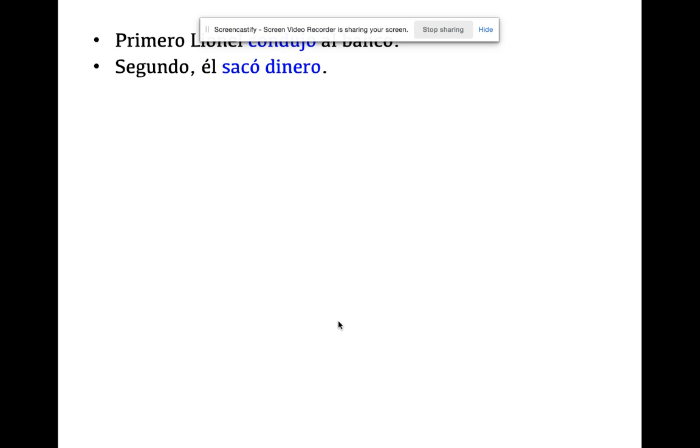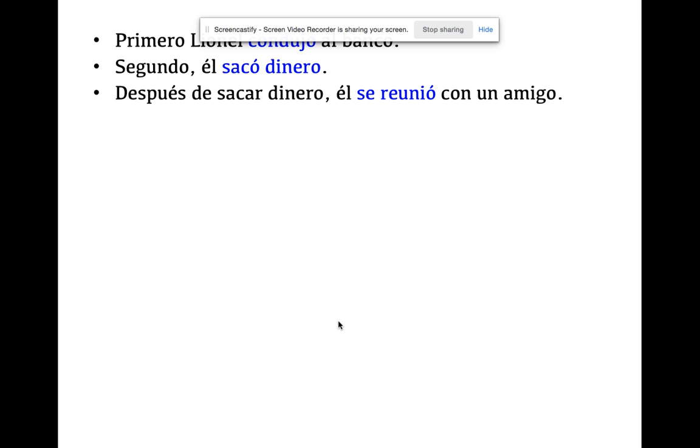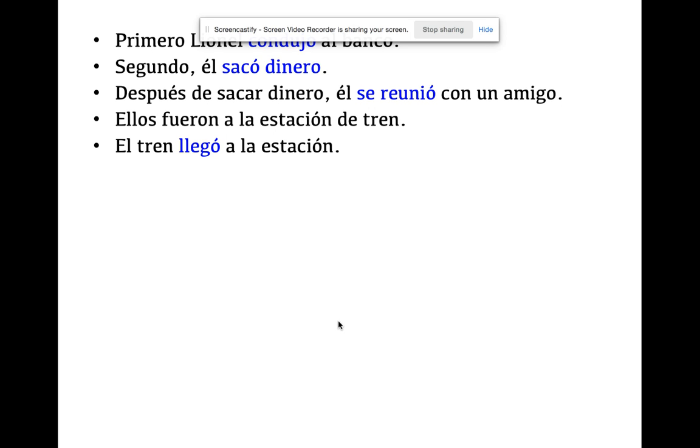Segundo, él sacó dinero. Después de sacar dinero, él se reunió con un amigo. Ellos fueron a la estación de tren. El tren llegó a la estación. Lionel y su amigo subieron el tren.